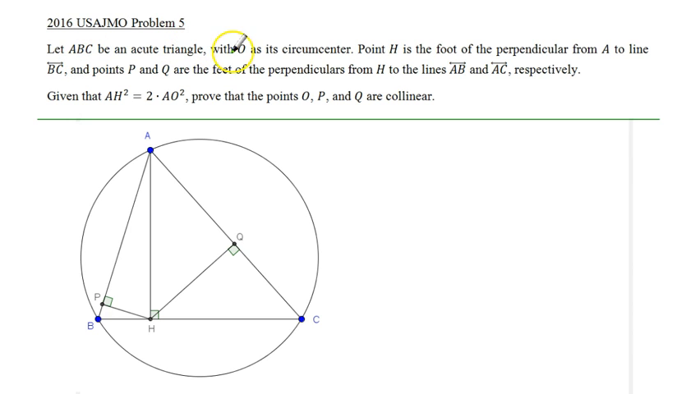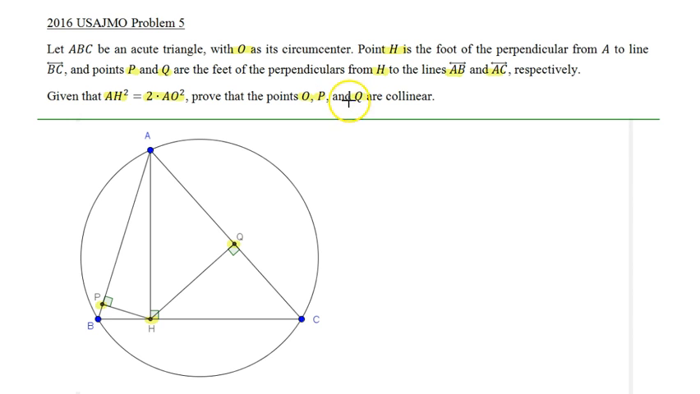Let ABC be an acute triangle where O is the circumcenter, point H is the foot of the perpendicular from vertex A all the way to the line BC. You can see point H here. Also, points P and Q are the feet of the perpendiculars from H onto the lines AB and AC. You can clearly see P and Q on my drawing. So given that AH squared equals 2AO squared, recall that AO is the circumradius. Prove that points O, P, and Q are collinear.